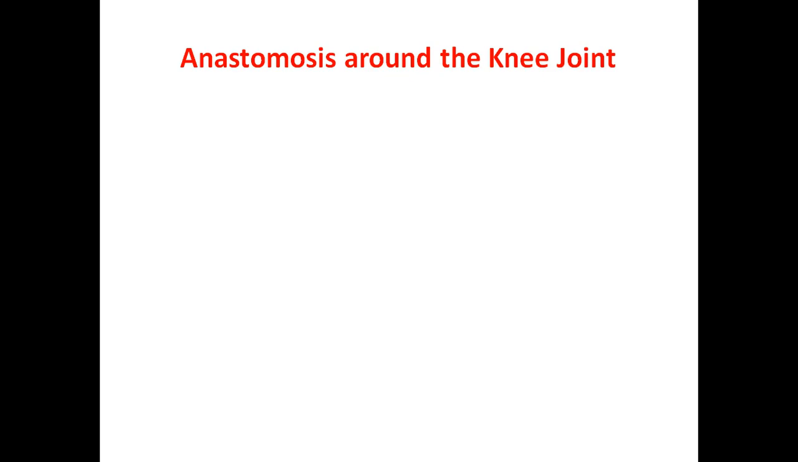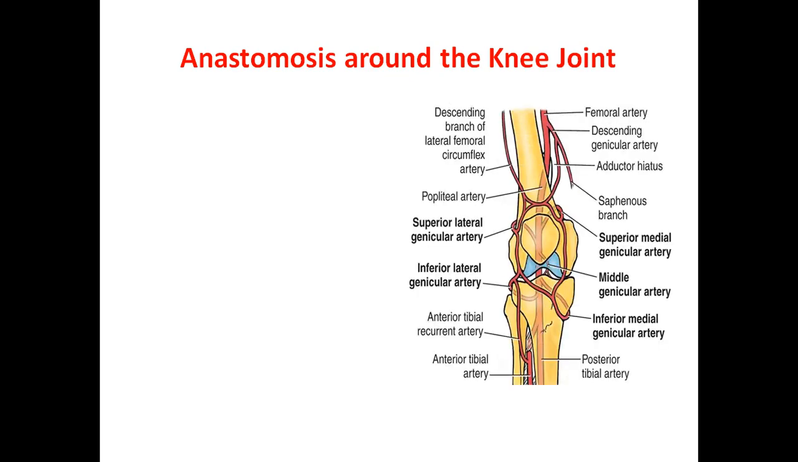Anastomosis around the knee joint is extremely simple. This is the anastomosis of the knee joint. This is the medial side, this is the lateral side. See, the fibula is there, that's why it is the lateral side. Superomedial genicular artery, superolateral genicular artery, inferomedial, inferolateral genicular artery, middle genicular artery. All these 5 branches are branches from the popliteal artery. They anastomose with the descending genicular branch of femoral, the descending genicular branch of lateral circumflex femoral, tibial recurrent, and some authors tell even peroneal recurrent.